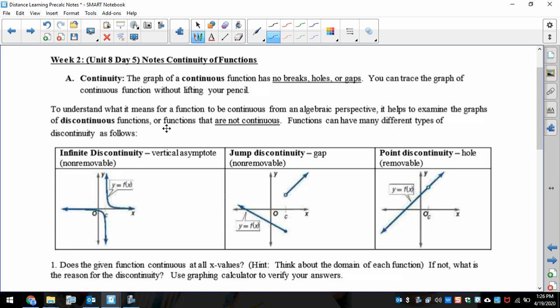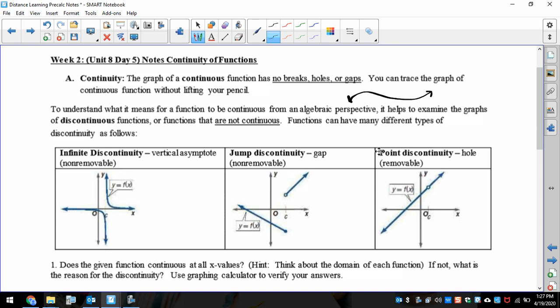But this one's on continuity. So what is continuity? We say a graph of a continuous function has no breaks, holes, or gaps in it, and that means that you can basically sketch it without picking up your pencil. A continuous function has no discontinuities. That's not a really good way to describe it. A continuous function is all connected. So connected would be a good word to use here.